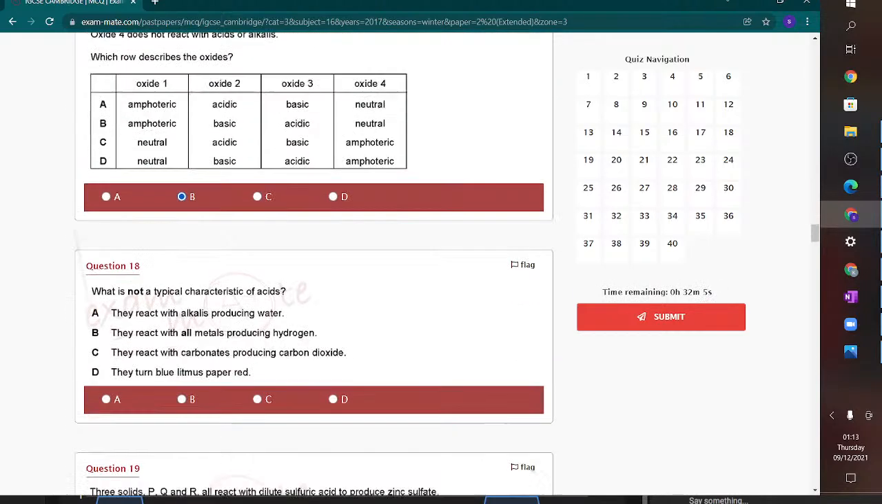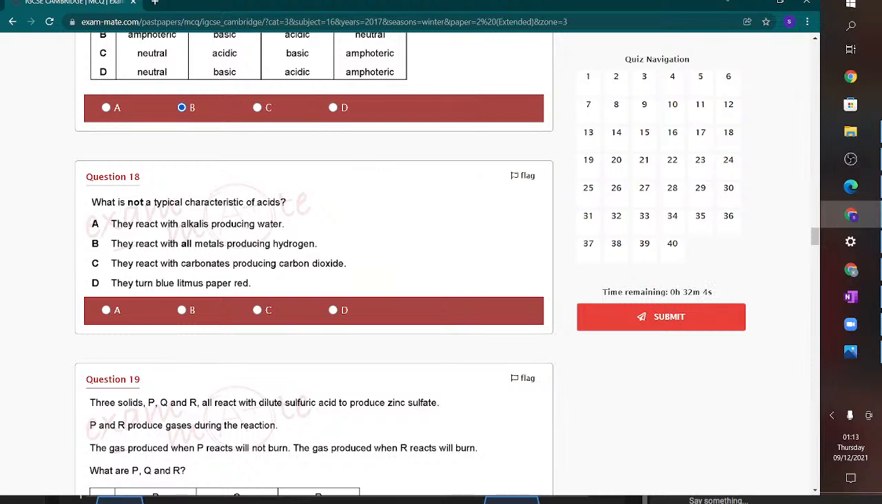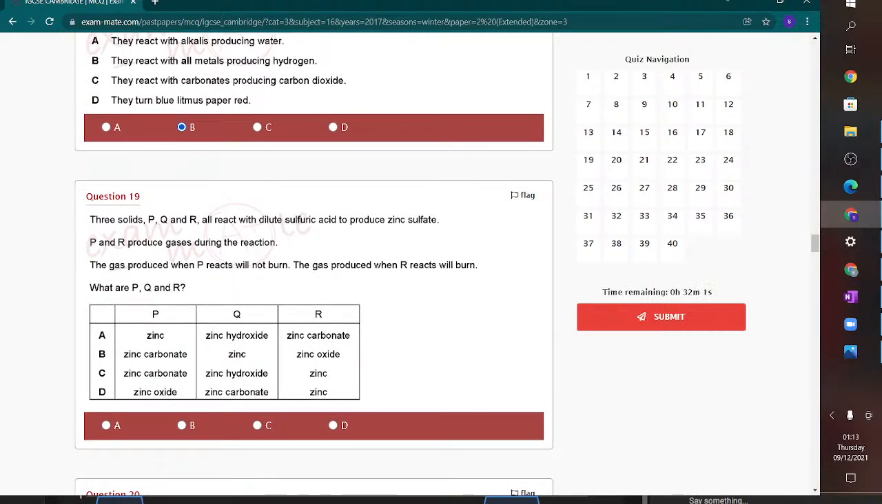Okay, we have done this. It's B. And this was B2 as discussed in the previous paper.